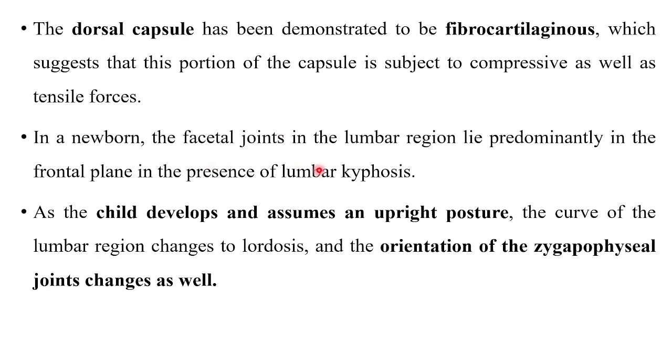And because of this lumbar kyphosis, the orientation of the facets will be in the frontal plane. Once the child assumes an upright posture, the curves change from kyphosis to the lordotic curve, and because of this change, the orientation of the facetal joints also changes, from frontal plane alignment to sagittal plane alignment. That is the main reason why the motions in the lumbar region are mainly predominated by flexion and extension rather than lateral flexion and rotation. So the orientation of the facets in the lumbar region will be in the sagittal plane.